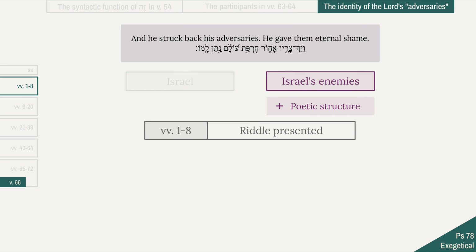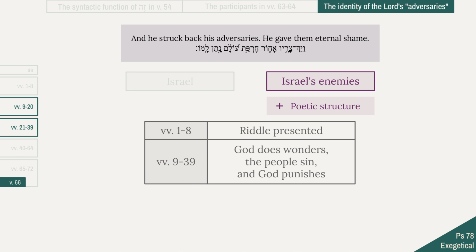Verses 1 through 8 introduce the poem and present it as a riddle or a set of puzzling problems. And then the psalm has two main parts. Verses 9 through 39 describe a sequence of God doing wonders for his people, sinning against him, and then him responding with anger and punishment.